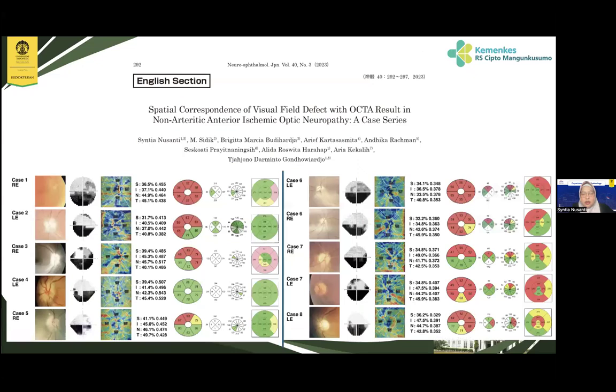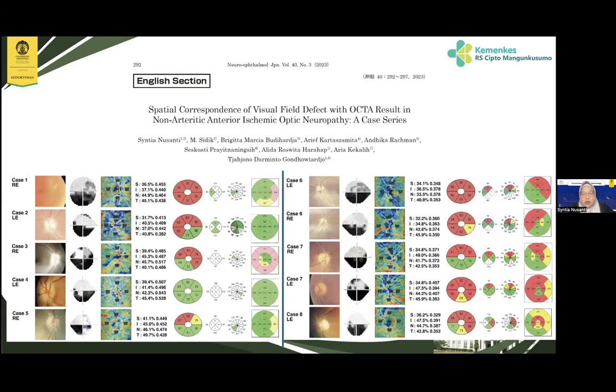As we can see here, if the OCTA defect is on the superior side, the visual field defect will be in the inferior. So what's next? What is the management of non-arteritic ischemic optic neuropathy? For us as neuro-ophthalmologists, NAION still remains a significant challenge.